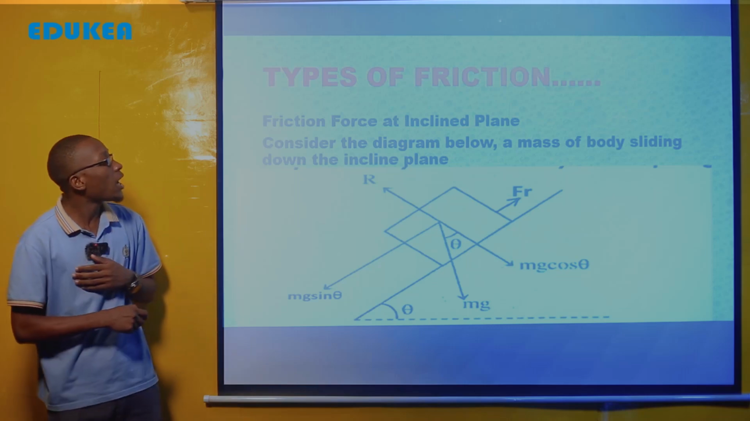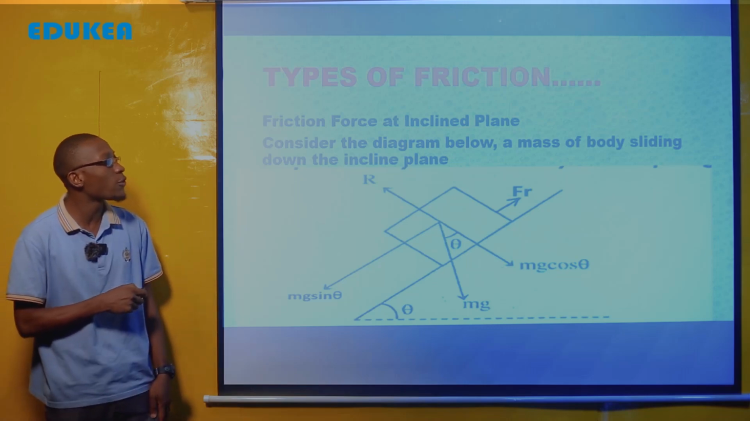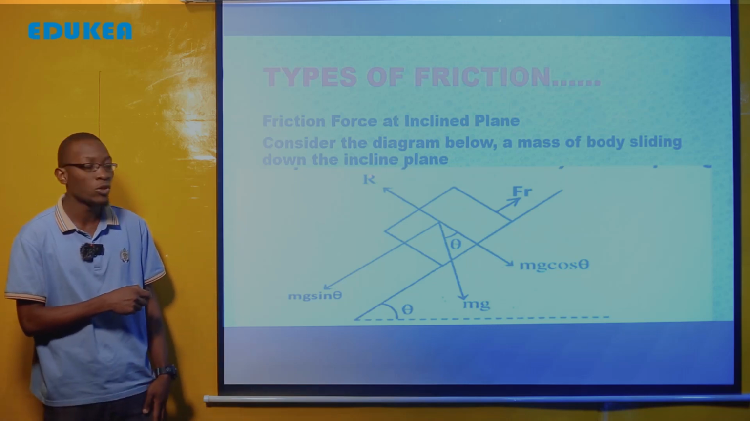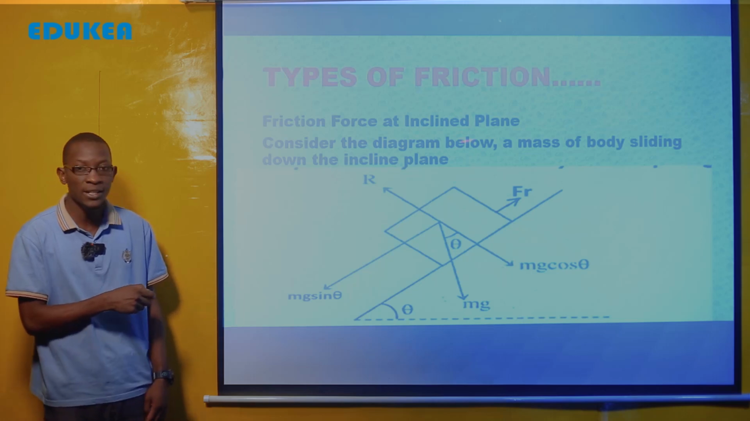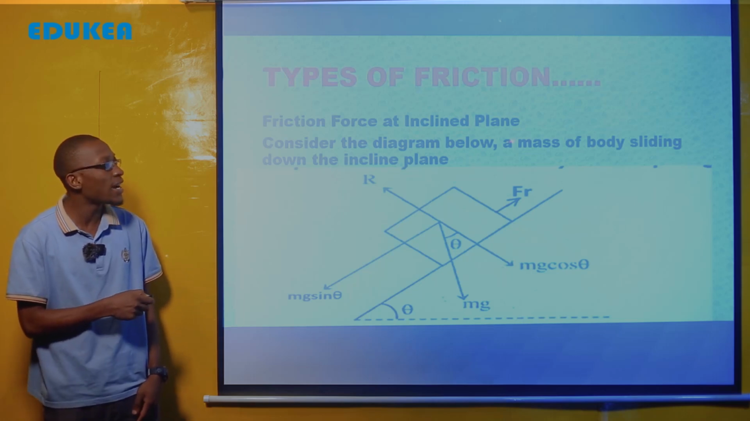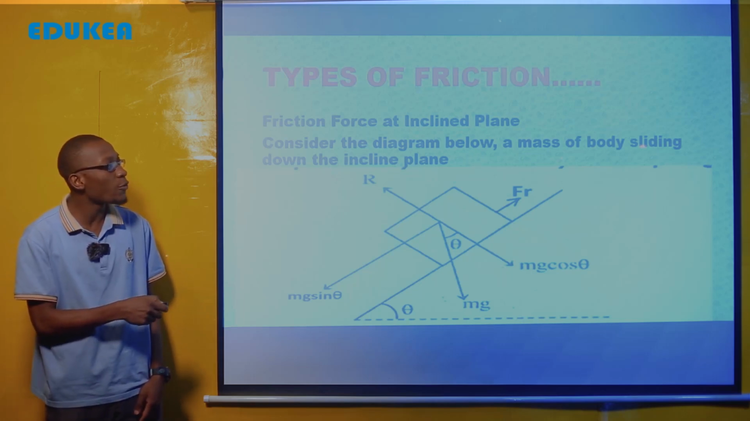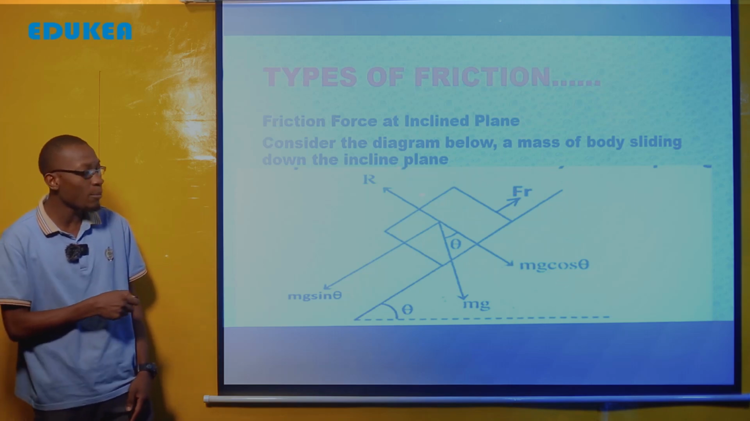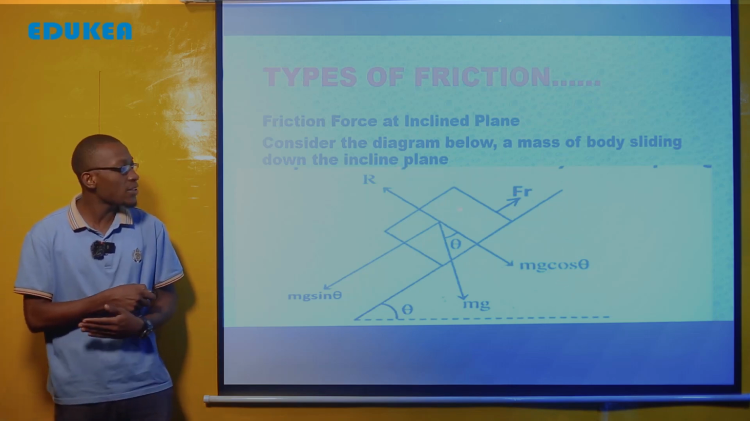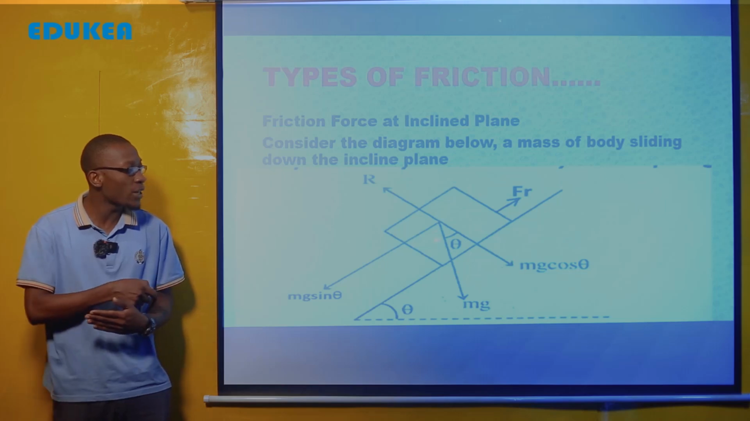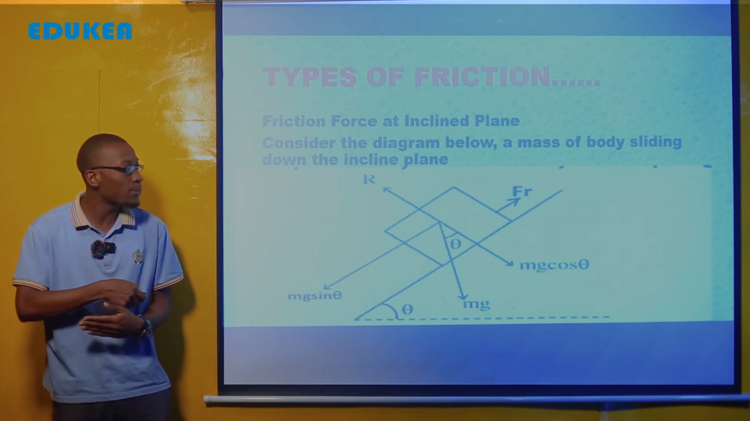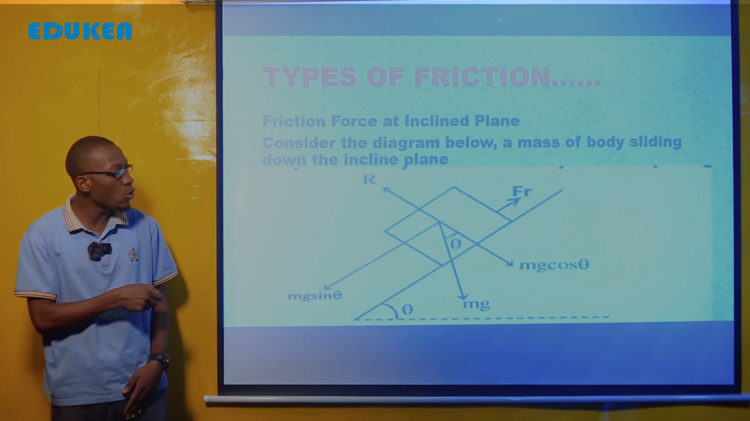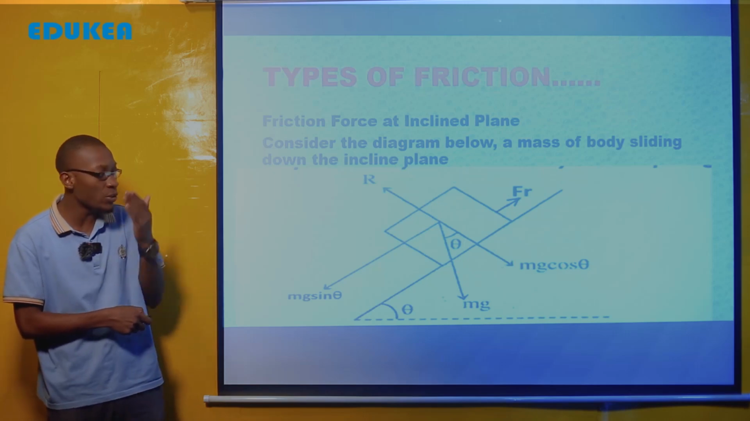So here we are looking at the frictional force on the inclined plane. For the frictional force on the inclined plane, we consider the diagram below: a mass of a body sliding down the inclined plane. Once we have a mass of a body moving downward along the inclined plane, it undergoes some formulas which we derive from here.